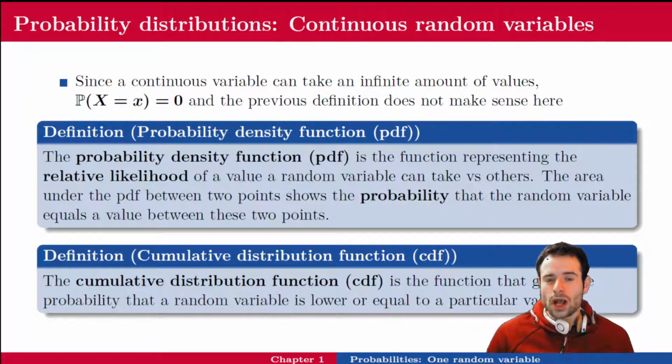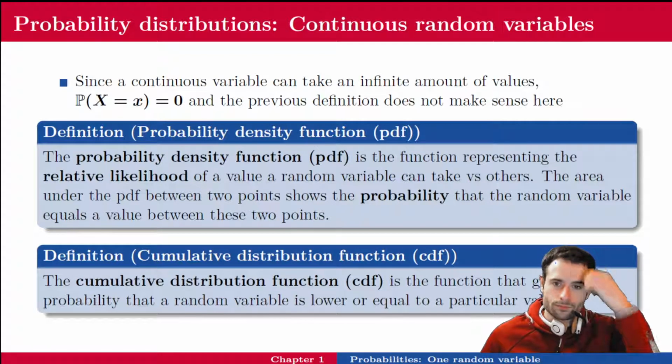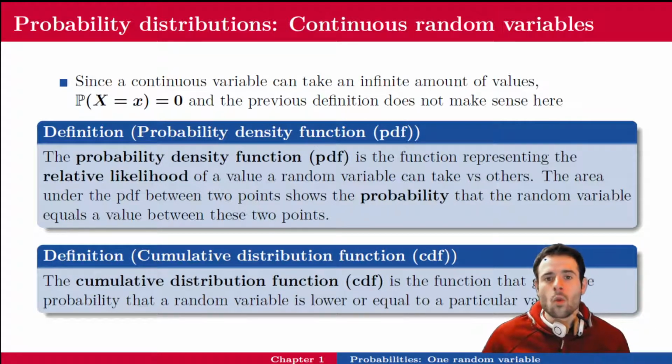The cumulative distribution function, the CDF, is a different thing. It is the function that gives the probability that a random variable is lower or equal to a particular value. The probability that the next person I meet weighs less than 150 pounds is not 0. There is a chance, because lower than 150 pounds, there are a lot of possible numbers. Same with above 150 pounds. Same with between 150 pounds and 170 pounds.